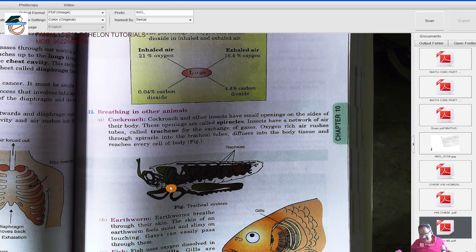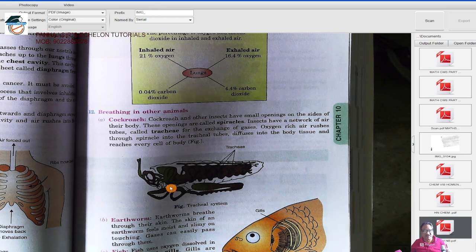So this way we are going to study how the respiration takes place in earthworm, how the respiration takes place in fish and all that, but we will be doing this in the next video.